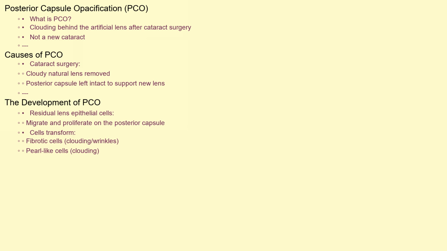So, what causes PCO? Remember, during cataract surgery, the cloudy natural lens is removed, but the thin, clear membrane that holds it, the posterior capsule, is left intact to support the new artificial lens. PCO occurs when residual lens epithelial cells, which remain after the surgery, migrate and proliferate on this posterior capsule. These cells can change into either fibrotic or pearl-like cells, resulting in clouding or wrinkles on the capsule surface. In essence, it's not a new cataract forming, but rather a change in the capsule behind the artificial lens.